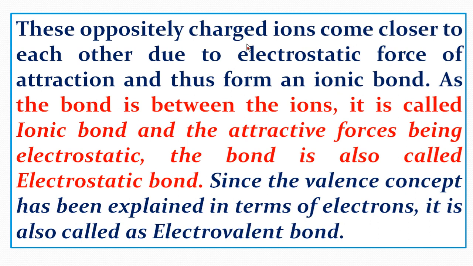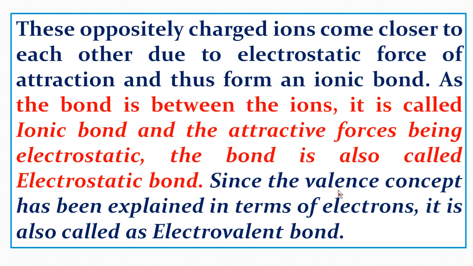The oppositely charged ions, the plus and minus ions, come closer to each other due to the electrostatic force between them. In between, the force is called what? Electrostatic force of attraction, and thus they form an ionic bond. As the bond between the plus and minus ions, it is called an ionic bond, and since this attractive force is electrostatic, the bond is also called an electrostatic bond.